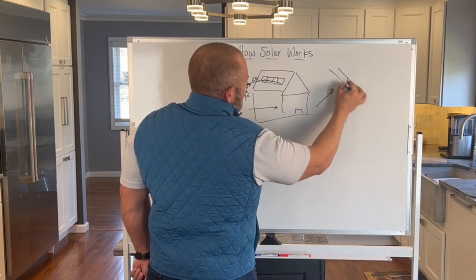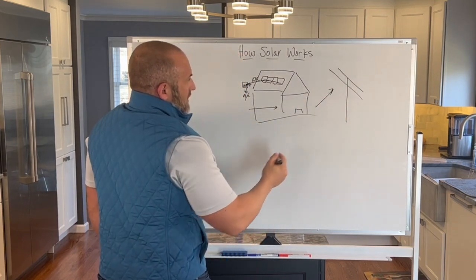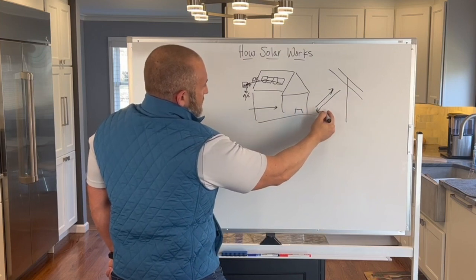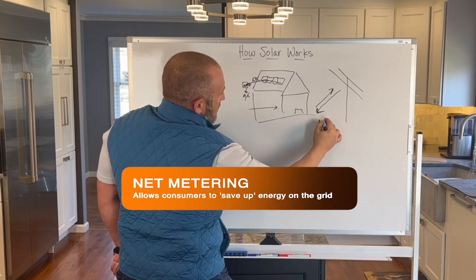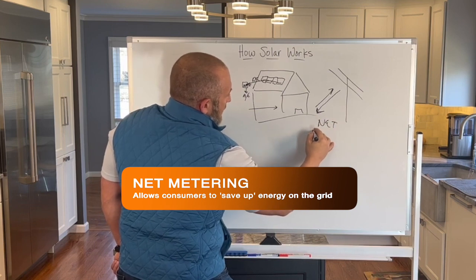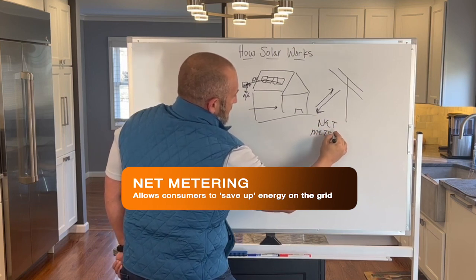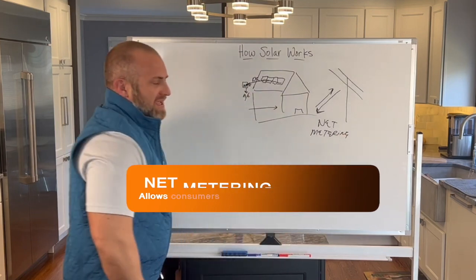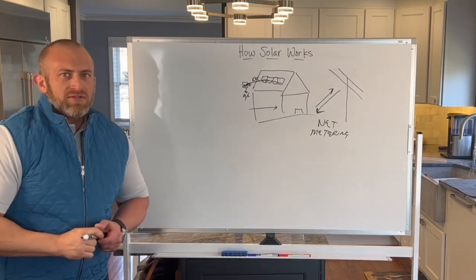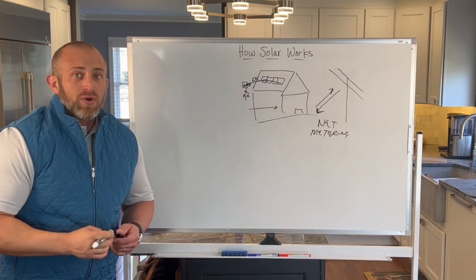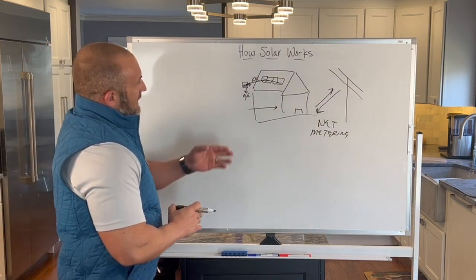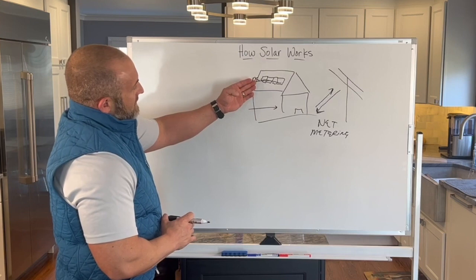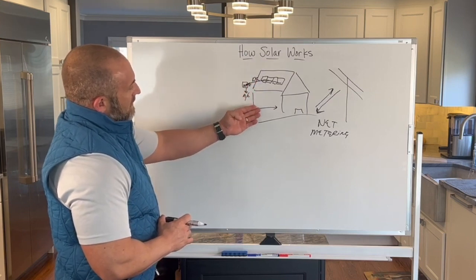Let's just do a utility pole here. And you'll also receive energy back from the utility. And this area here is where we get our term net metering. So net metering is the rate-for-rate utility credit that you receive per kilowatt hour of energy returned to the grid. So again, the first job of the solar panels is to produce power for the home.